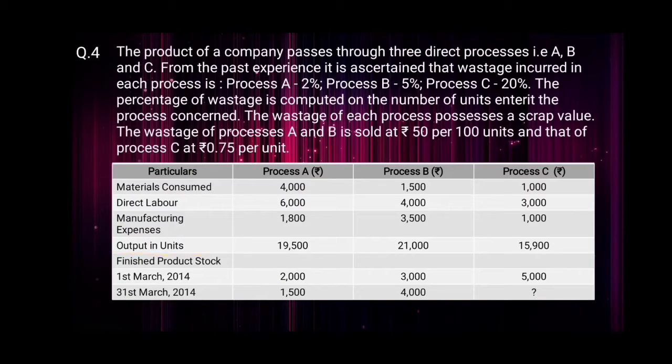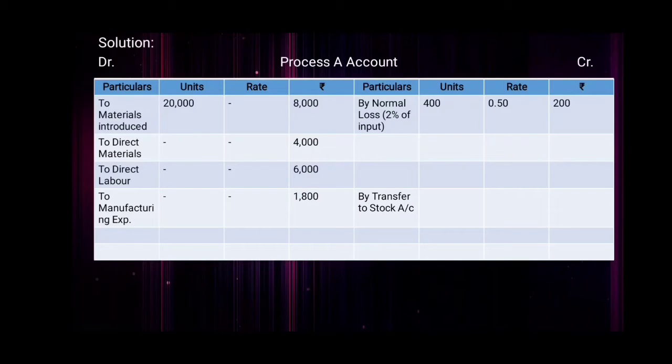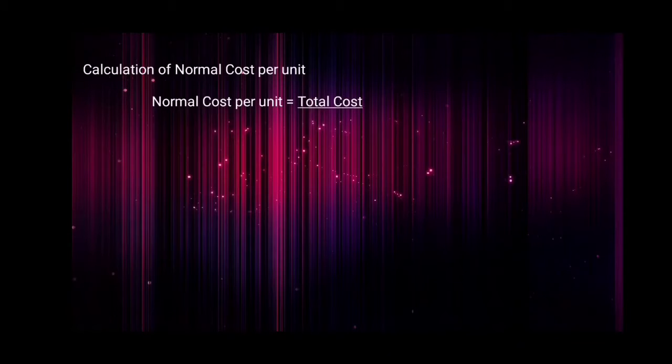Now output in units. For process A account it is given as 19,500 by transfer to stock account. Unit is given as 19,500. Rate amount we have to calculate. Calculation of normal cost per unit. So the normal cost per unit is equal to total cost minus normal loss amount divided by total quantity minus normal loss quantity.